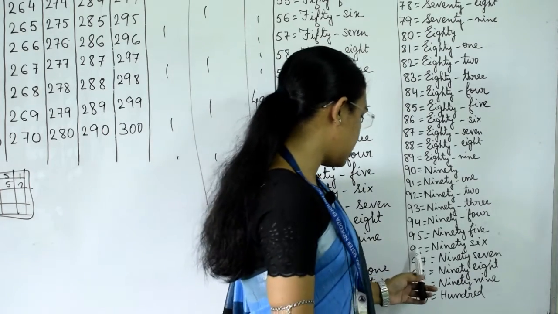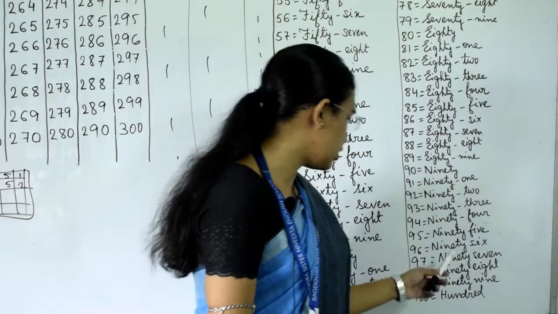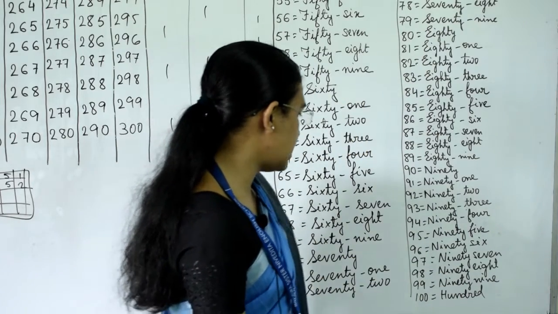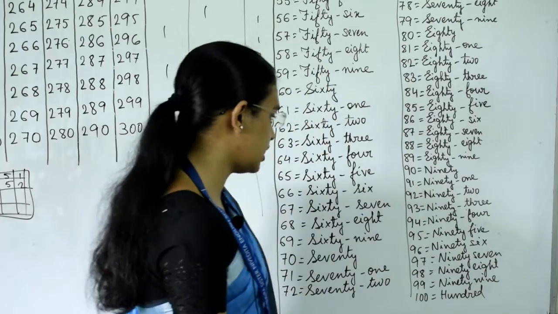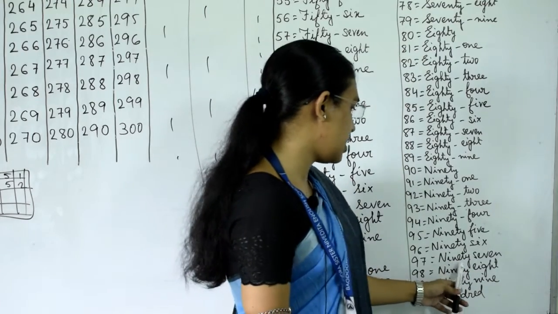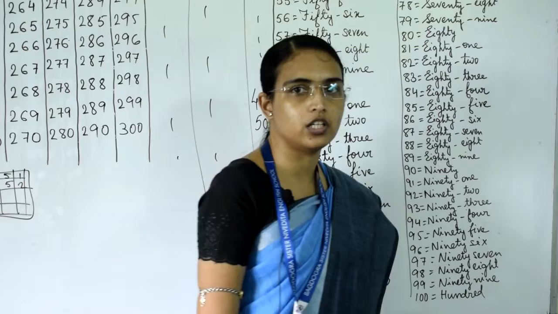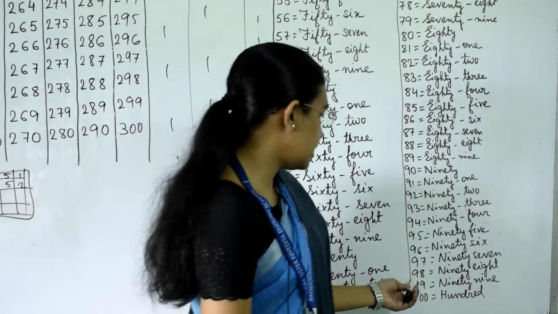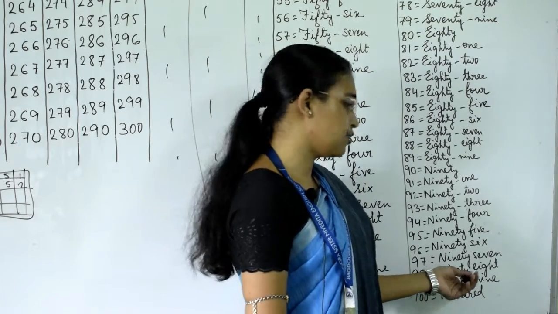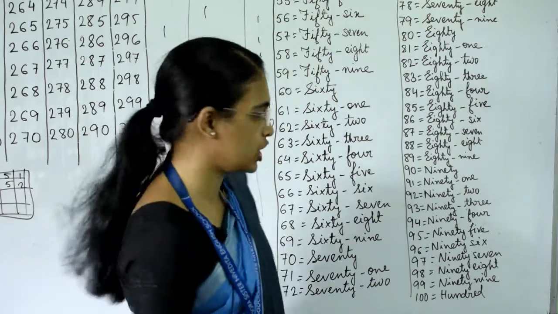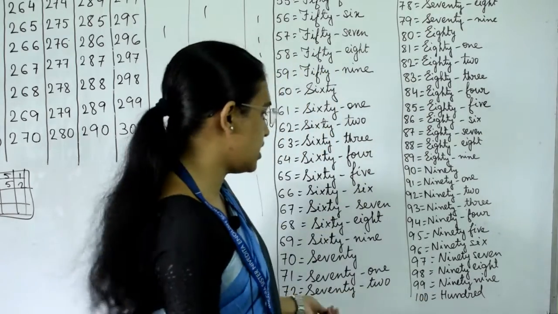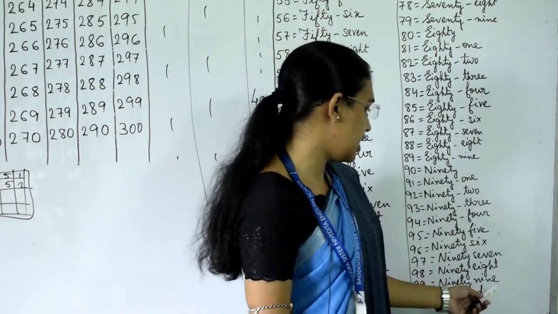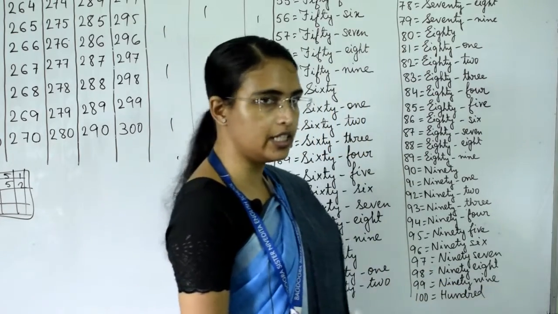Then 95, NINETY 90, FIVE 5, 95. Then 96, NINETY 90, SIX 6, 96. Then 97, NINETY 90, SEVEN 97. Then 98, NINETY 90, EIGHT 8, 98. Then after 98, 99, NINETY 90, NINE 99.